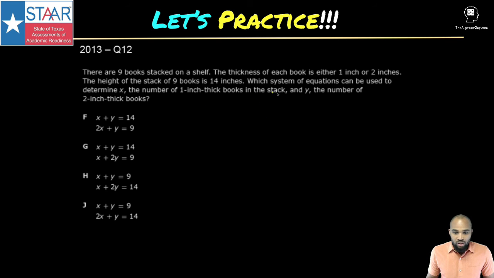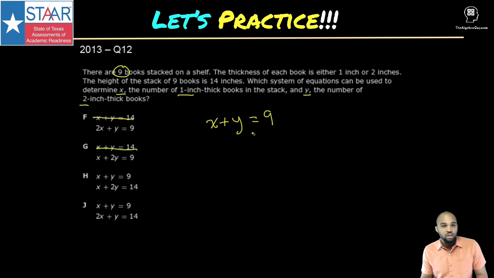All right, so X is my number of 1-inch books, and Y is my number of 2-inch books. Remember, X and Y are a number of books. I know there's a total of 9 books, so X plus Y equals 9. That's one equation I can use. So that's not going to work, and that's not going to work. Just getting a piece of it is often really beneficial. So I know it's one of these two.